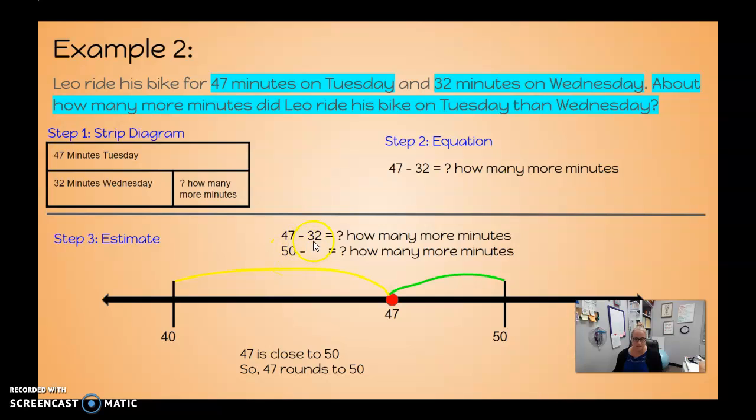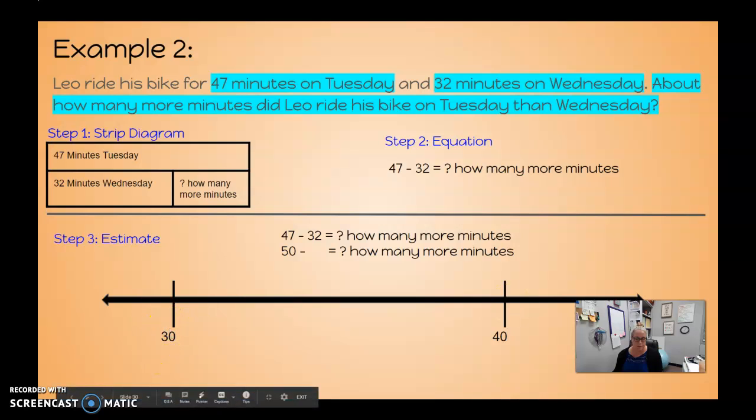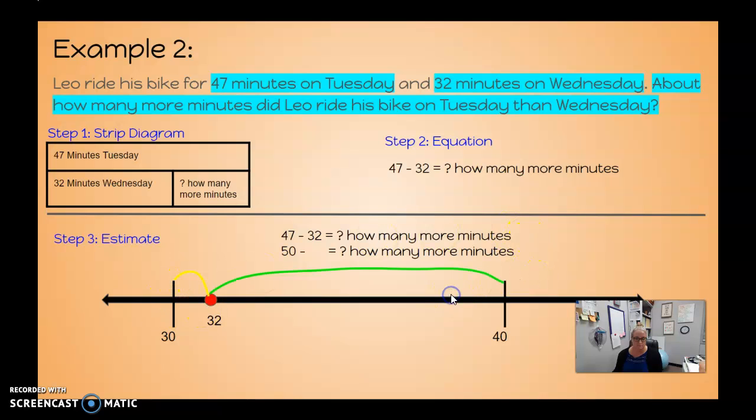Now I'm going to do the same thing with the number 32. So the first thing I'm going to do is I'm going to decide what my benchmark numbers are. So I'm going to go 30 on this side and 40 on this side. Then I'm going to plot my number, and I know 32 is going to go somewhere around here. Then I'm going to draw a line from 30 to 32 and 32 to 40. Which line is shorter, the yellow line or the green line?